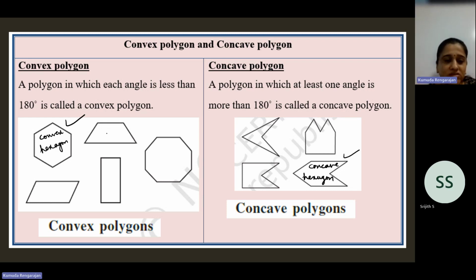Now give a special name to this figure. Can anybody say it? Quadrilateral. Give a special name to this figure. 1, 2, 3, 4. Quadrilateral.